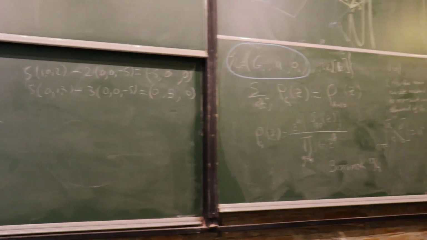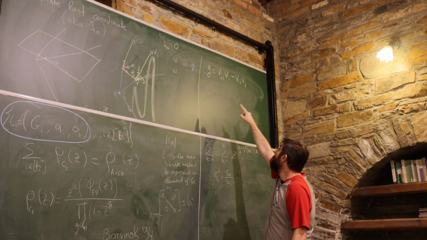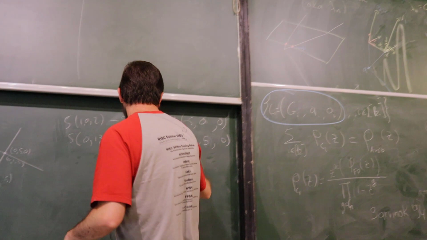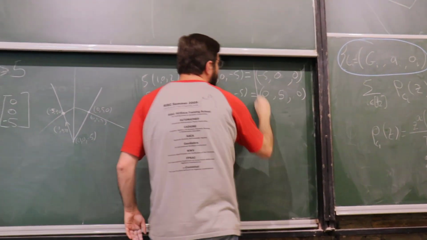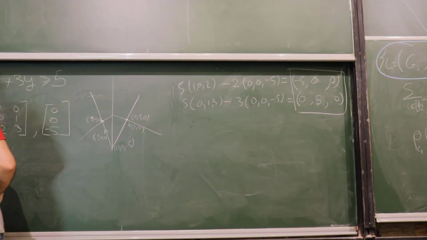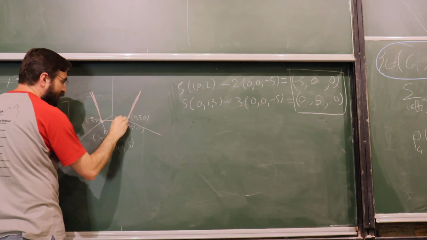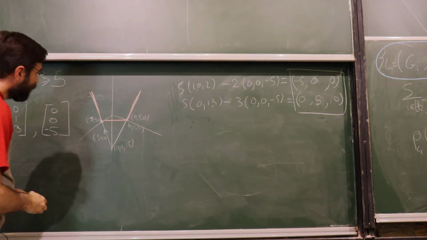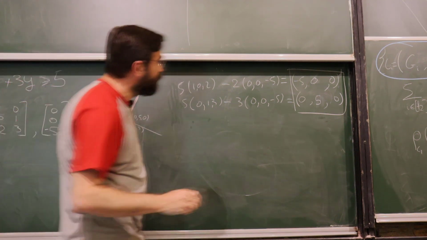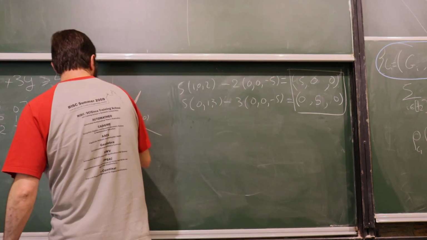Did I erase it? No, that's it. This is what we just did. We don't do anything else in this algorithm. So we computed now these two points. These were the apices of the two cones, which now what I need to compute is this. Before you do it, it should be plus 5 and plus 5 as well. Yeah, thanks.